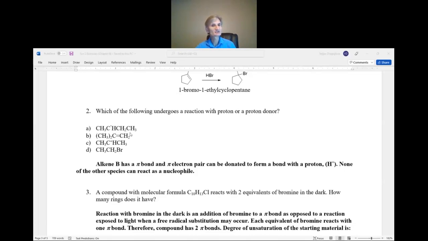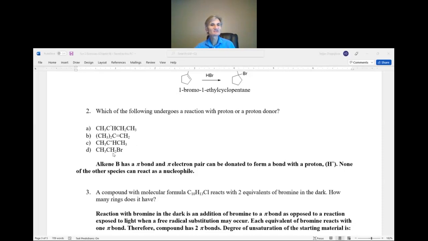Just to make sure, we should check C and D. So C is a carbocation. Of course, a proton is positively charged. Two positively charged species will not react with each other. They repel each other. Identical charges repel each other. Also, a carbocation is an electrophile, just like a proton. Two electrophiles don't react with each other.